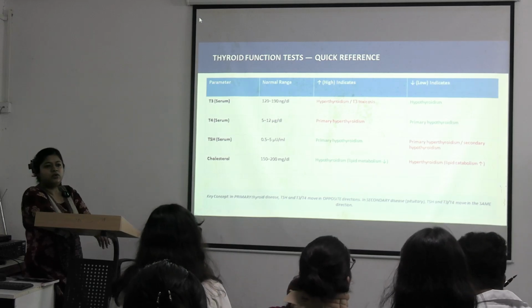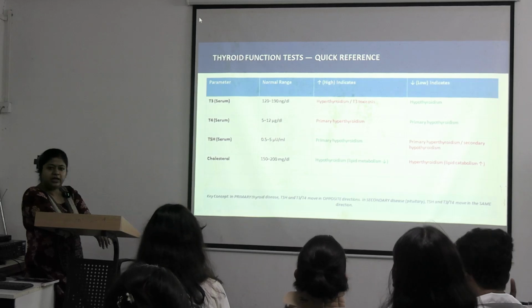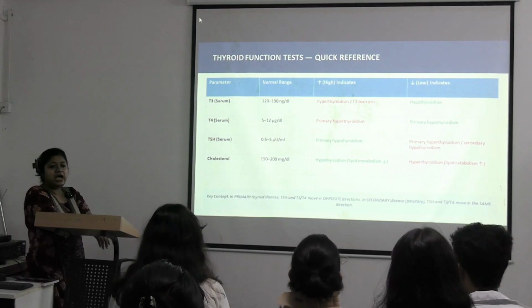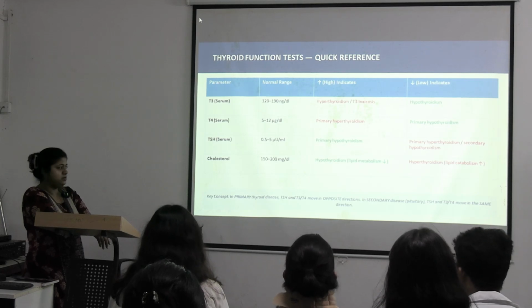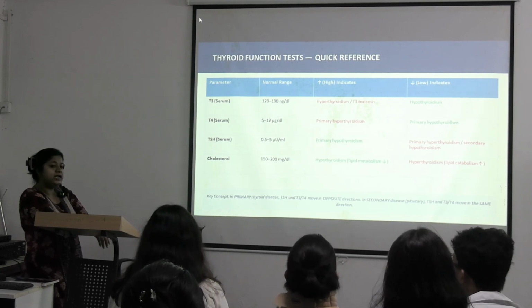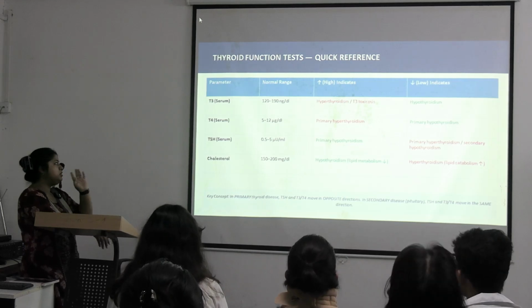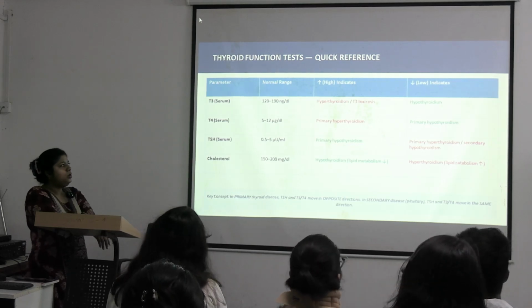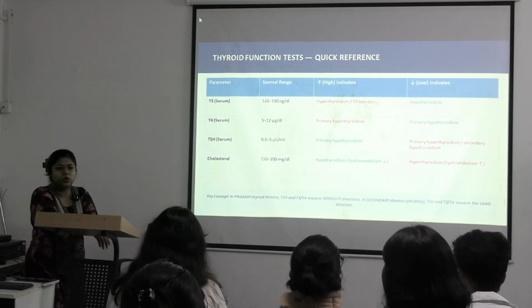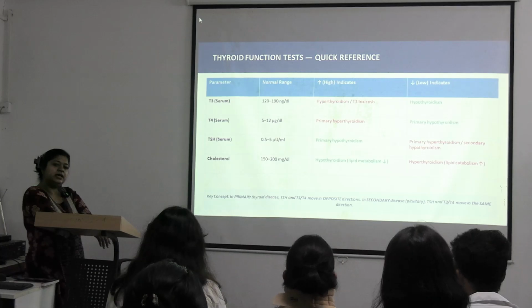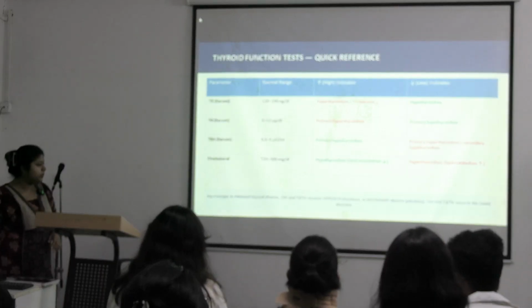T3, T4 high means hyperthyroidism. In cases of hyperthyroidism T3, T4 will be high, and TSH will be high in primary hypothyroidism, and also it can be high in secondary hyperthyroidism. T3, T4 will be low in hypothyroidism, and TSH will be low in hyperthyroidism and secondary hypothyroidism, right? Is this clear?